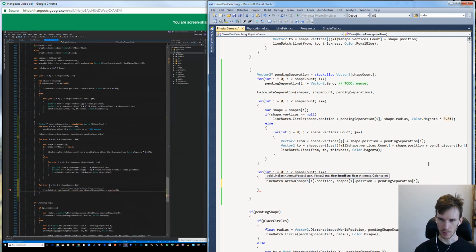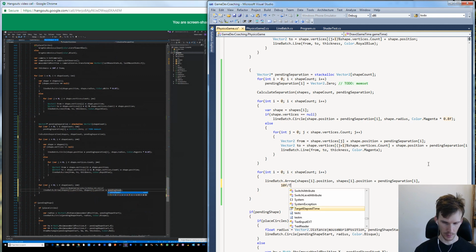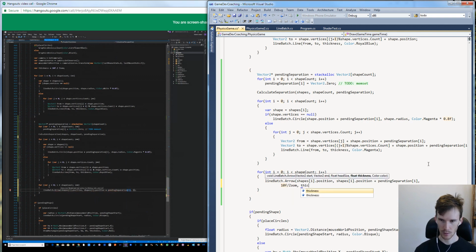And then what have we got? 10f divided by zoom, thickness. And turn. Let's just give these a bit of alpha so they don't blend in too much.